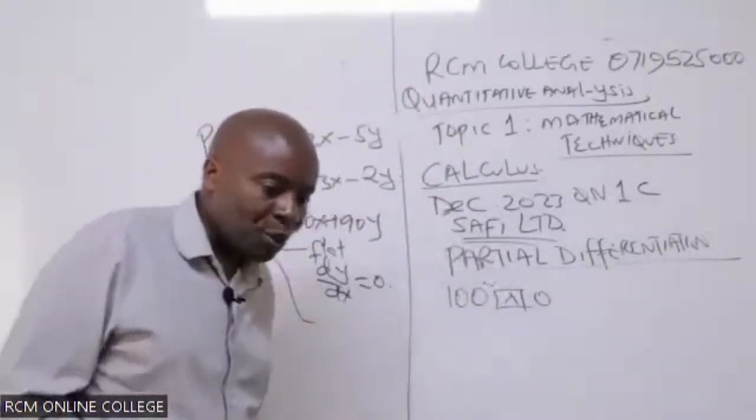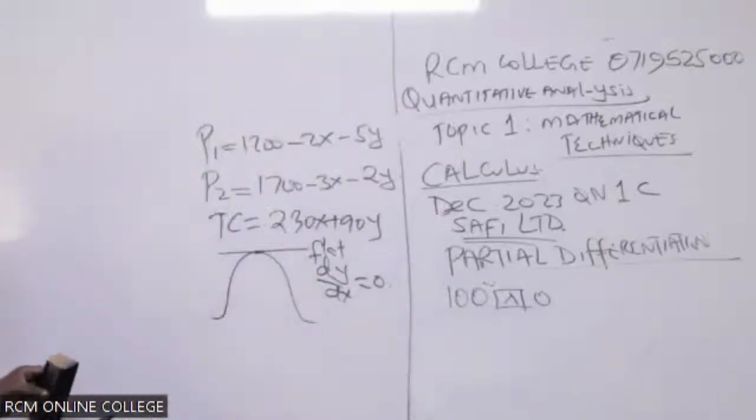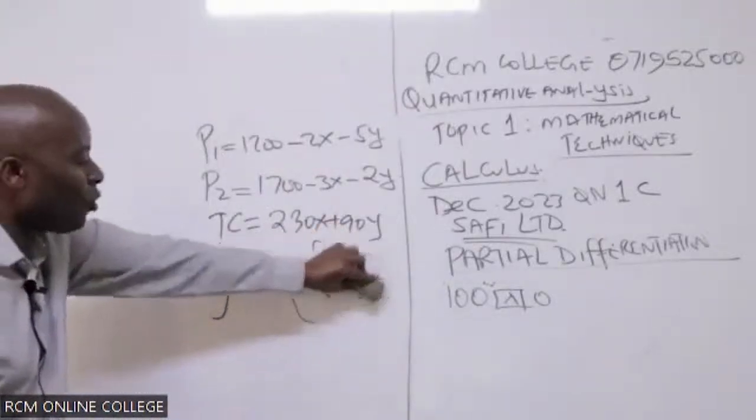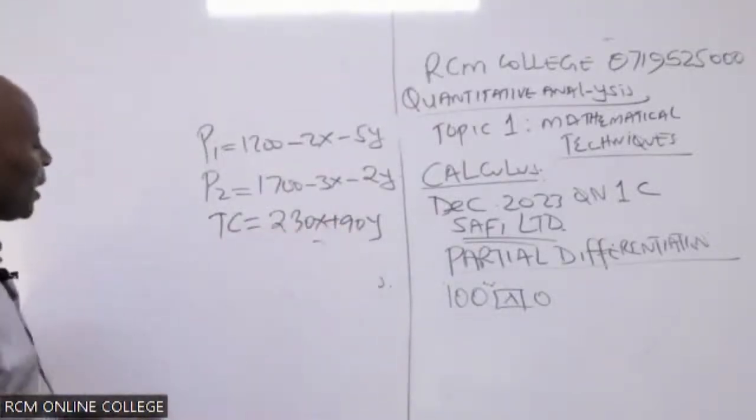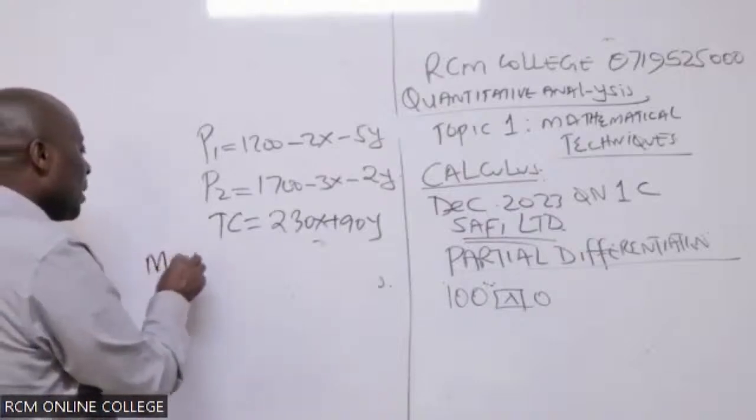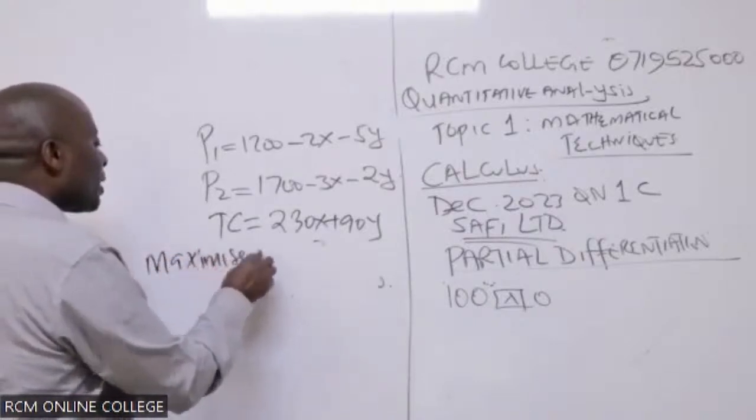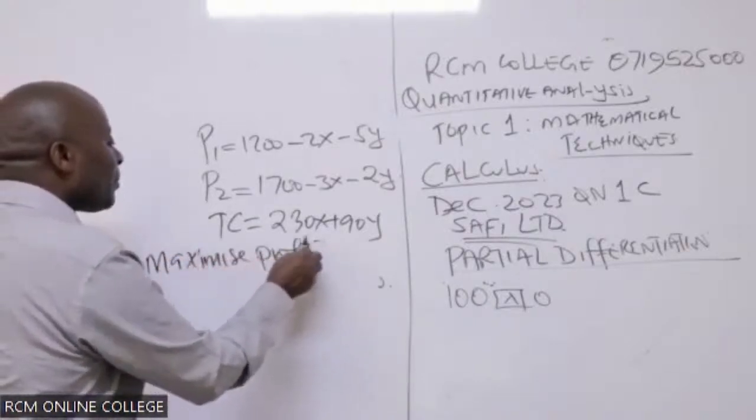What do they want me to differentiate? You see, they want me to maximize profit. How do I maximize profit?